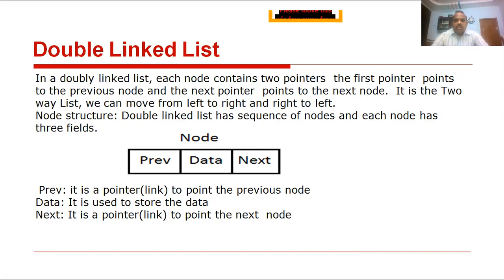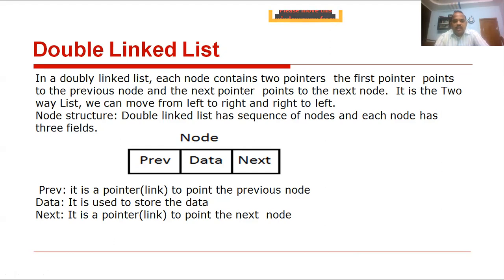So then, node structure. A double linked list has a sequence of nodes, and each node has 3 fields. How many fields? 3 fields. Here: the previous field, the data field, and the next field. This is a node. The previous field is a pointer used to point to the previous node. Next is the data part. The data field is used to store the data.